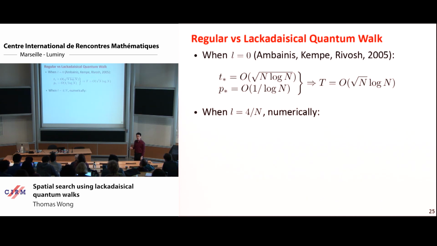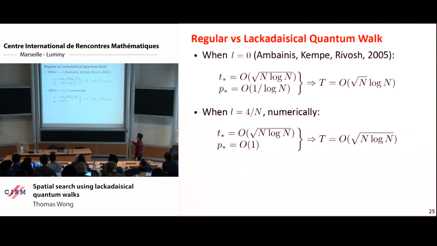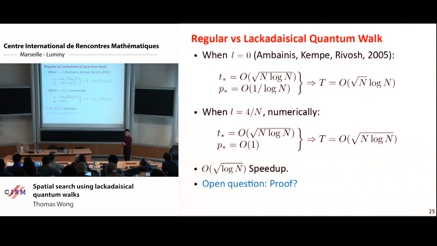With the lazy or lackadaisical quantum walk, when L is 4 over n, the runtime has the same scaling, but now your success probability is constant. So you don't have to use amplitude amplification to repeat the algorithm. The total runtime is just root n log n, with the log inside the square root as opposed to outside the square root. So we actually do get an improvement in the runtime scaling, not just the constant factor. With this lackadaisical quantum walk, you get an order square root of log n speed up. This is all done numerically. I wasn't able to prove this, so this is an open question if you want to work on a proof.